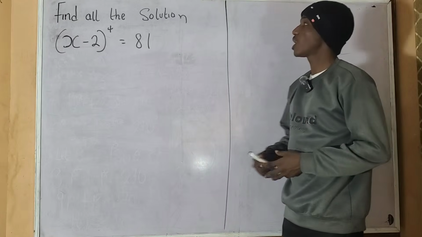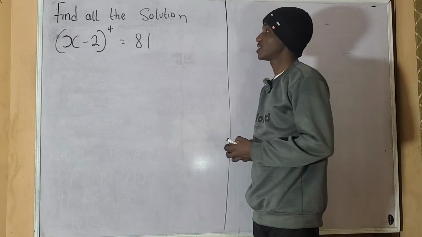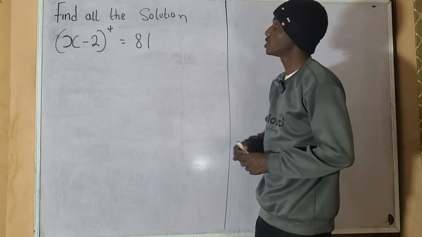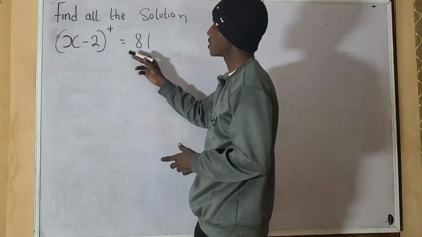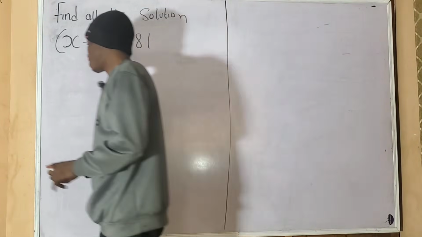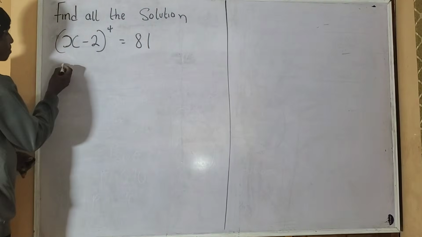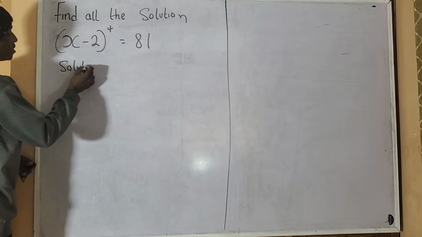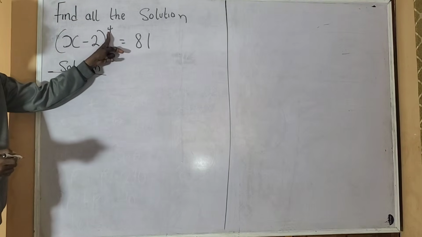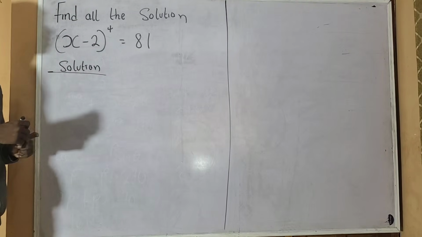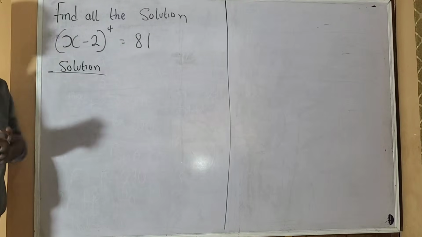Let me show you how to solve this question. Here you are asked to find all the solutions in the equation (x - 2)^4 = 81. This is the best way to approach the question. The first thing to note is that since you have 4 as the power here, our solution must have 4 roots, you understand?